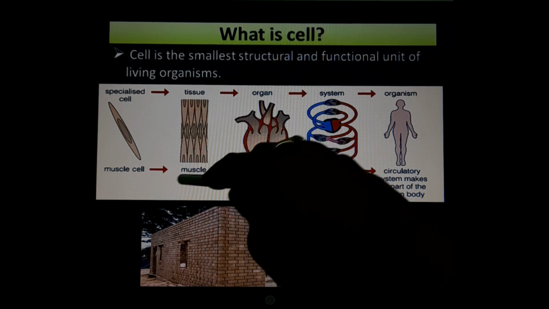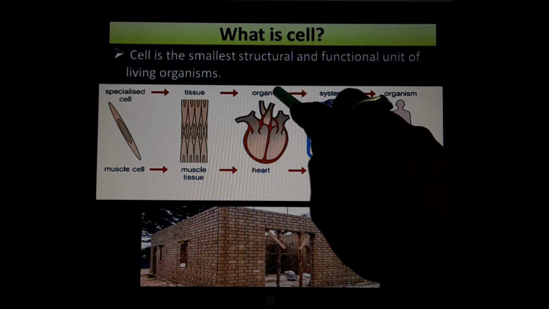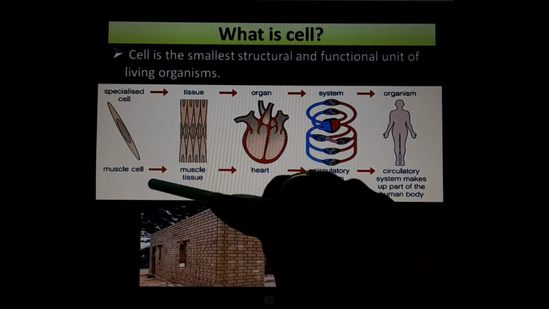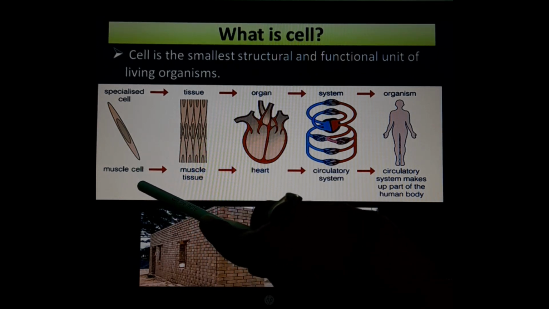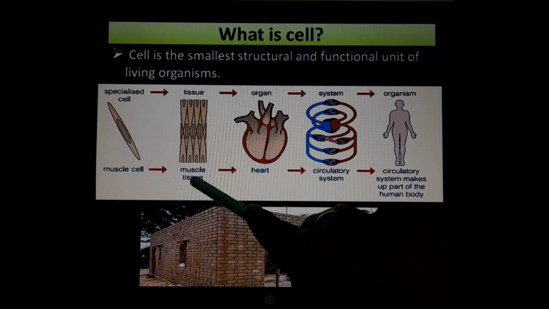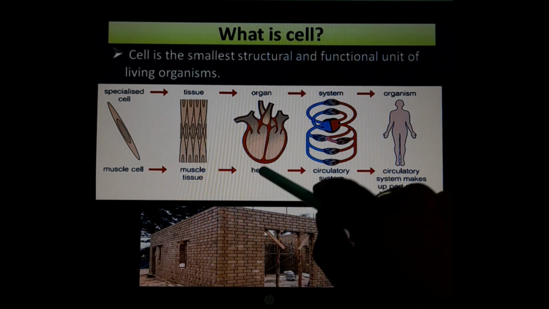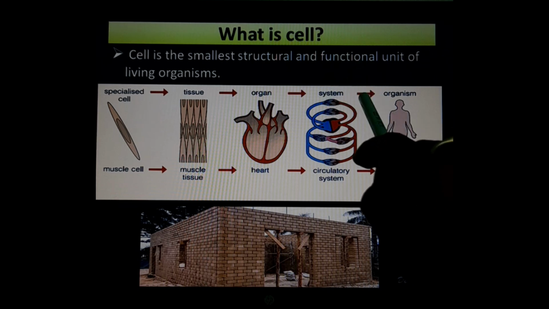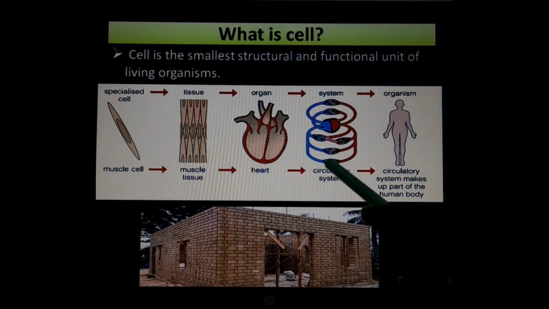a group of cells forms a tissue. A group of tissues forms an organ. A group of organs forms a system, and a group of systems forms an organism. Here is one example: the muscle cell. Next is the tissue, muscular tissue, and these muscular tissues join together to form the heart. The heart is an organ, and the heart, artery, vein, and capillary join together and form the circulatory system. The heart and other parts of the circulatory system join together and form this organism.